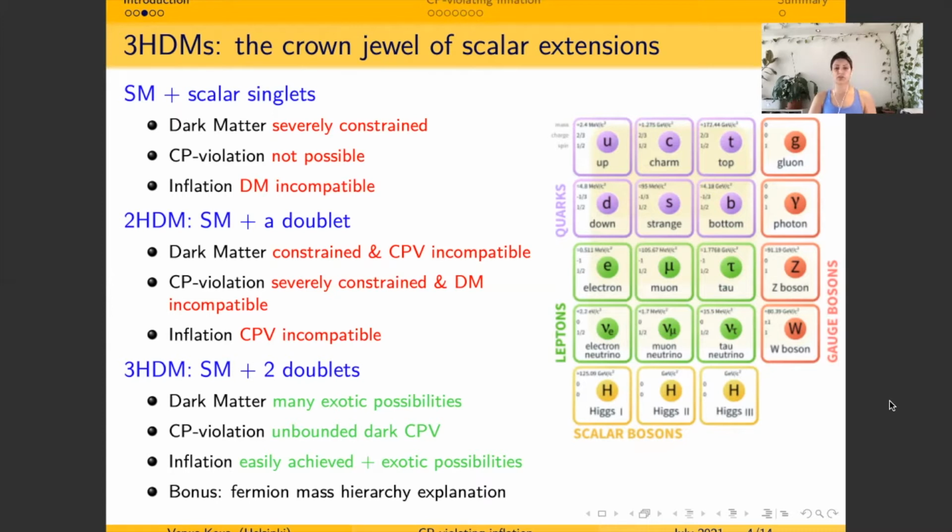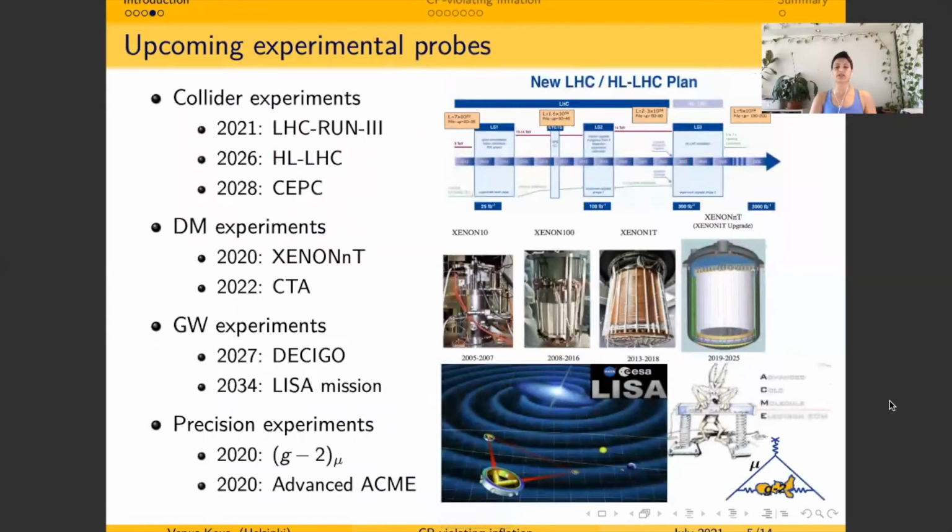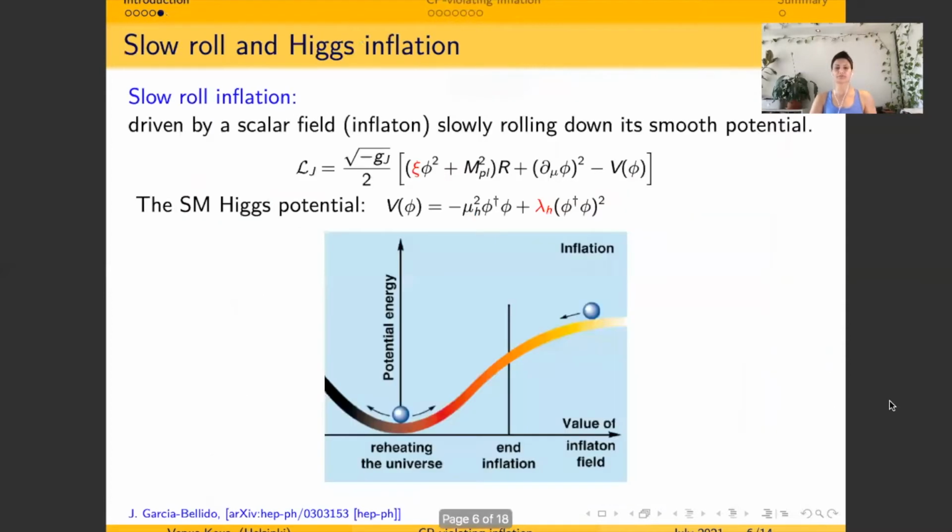And as a bonus point, 3 Higgs doublet models, which were originally suggested by Weinberg in the late 60s, also have very interesting implications for the fermion mass hierarchy and the stability of the electroweak vacuum, which I won't have time to talk about, but please do ask me later if you're interested. As I mentioned, the scalar extensions are accessible by many current and upcoming experiments, which I leave the slide for you to look at later because I don't have time to go through it.